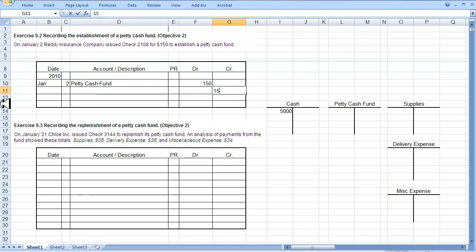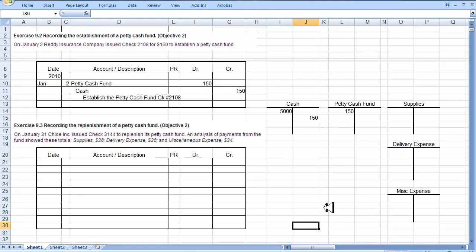Come down and get that other $150 in there. We're going to be crediting the cash account. And then over here, our explanation is establish check number 2108. Okay, there we have established the fund. Now let's take a look at the journal entry. Let's post that journal entry. We're taking $150 out of our cash account and putting $150 into the petty cash. So that has established the petty cash fund.